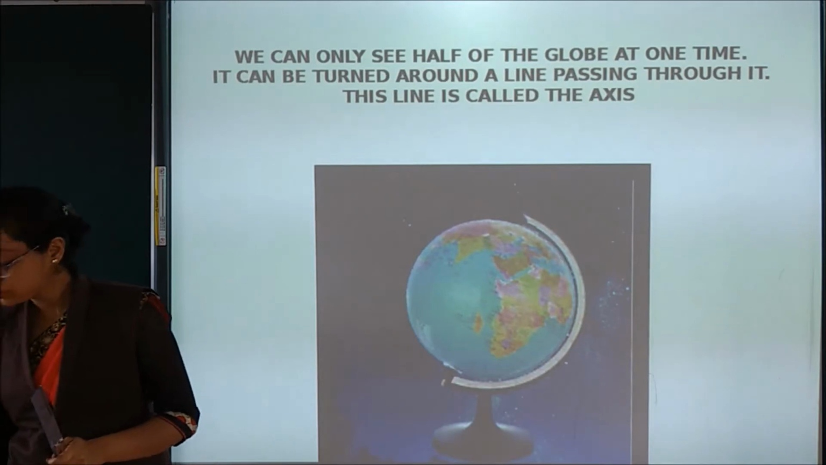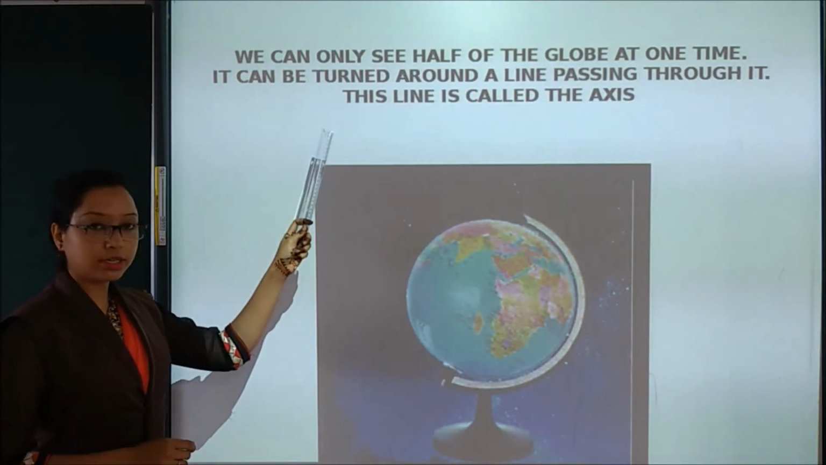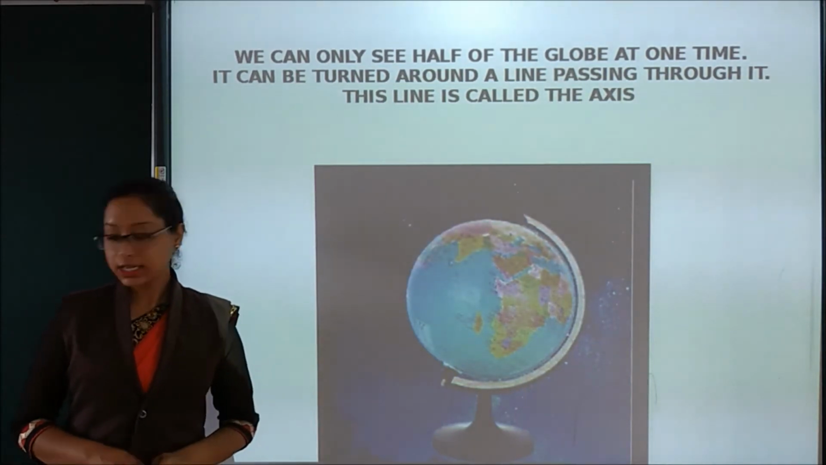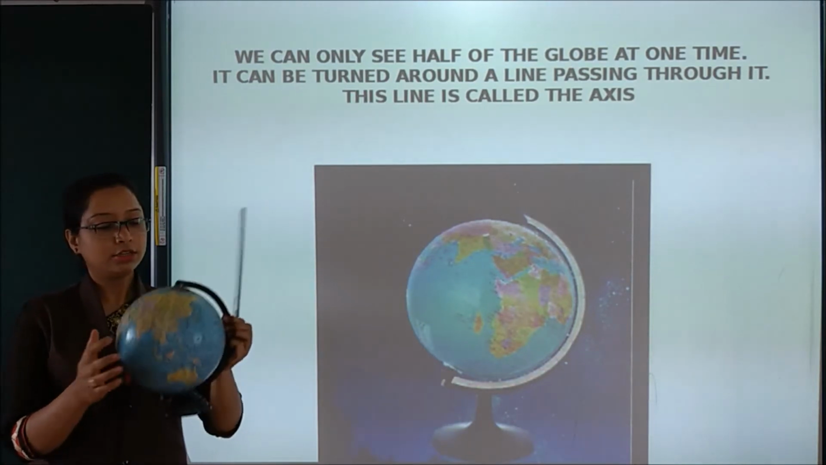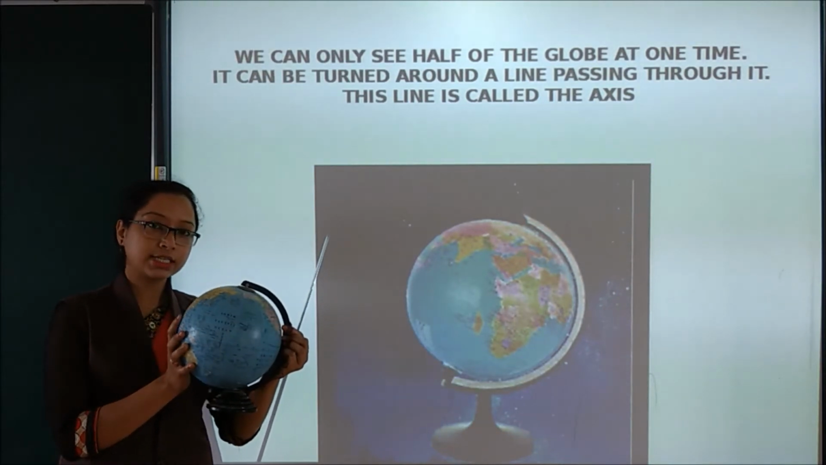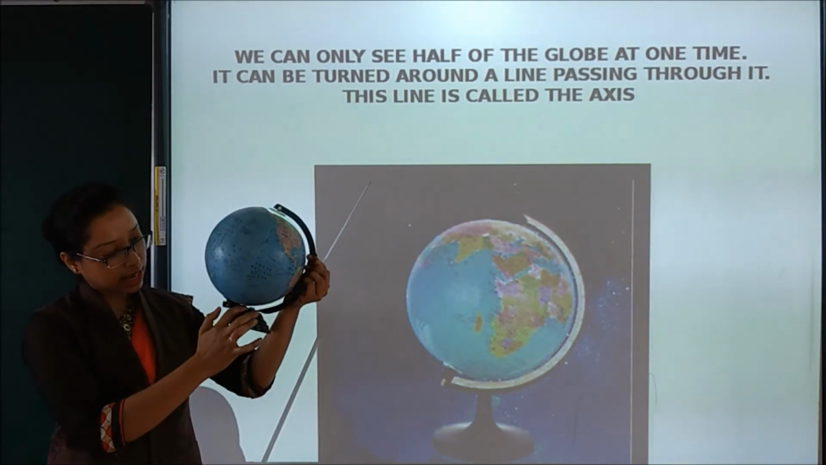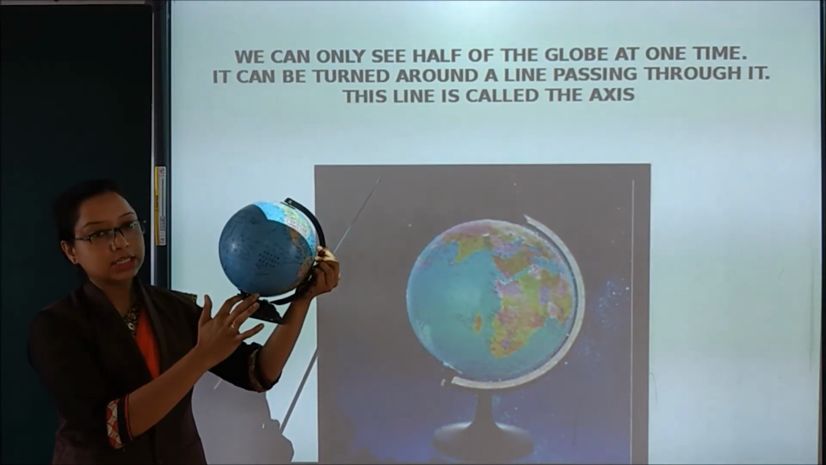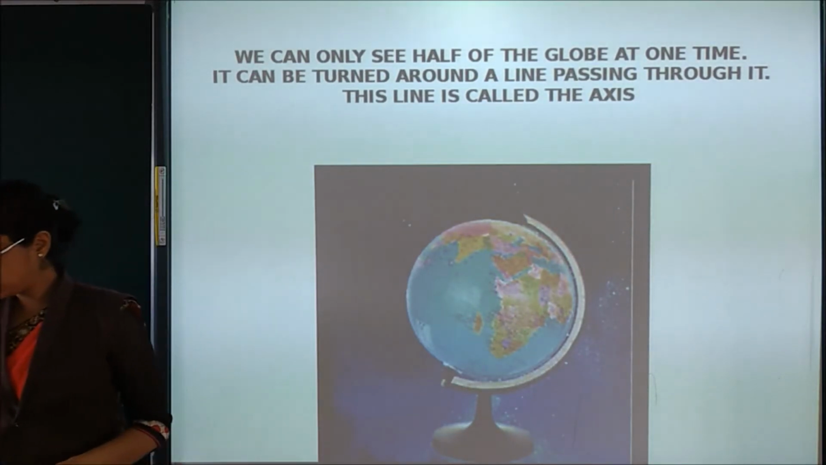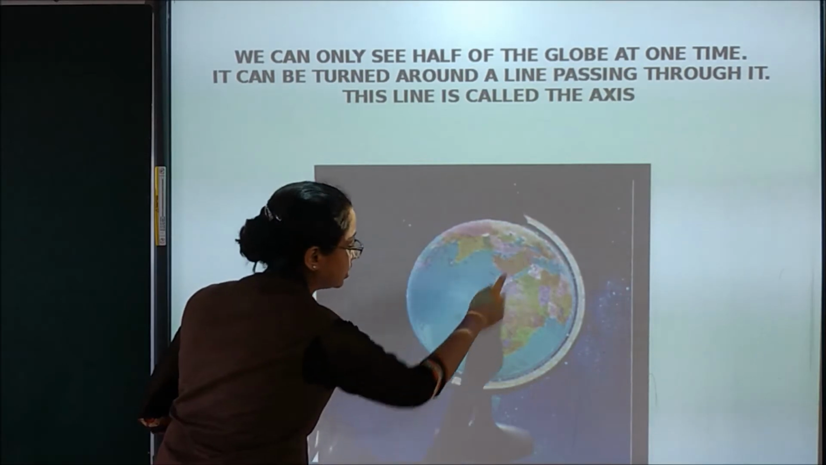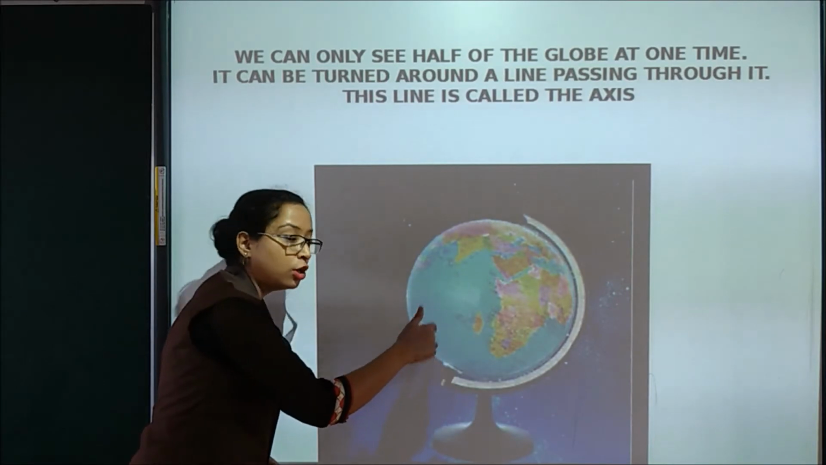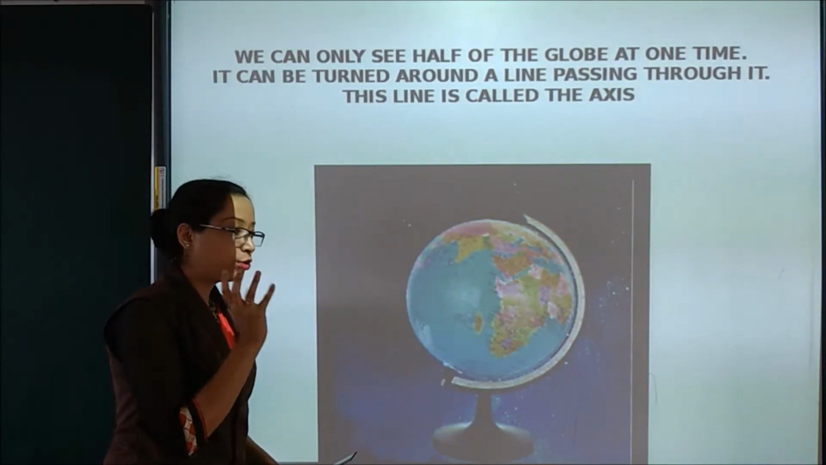Okay children? Now, it can be turned around. A line passing through it, this line is called the axis. So here you can see we are turning it. On which axis is it being turned? On this axis. This line you can see, this is the axis of the globe on which the globe rotates. So in this picture also you can see over here, this is the axis of the globe. This is the line passing through the globe on which the globe rotates.